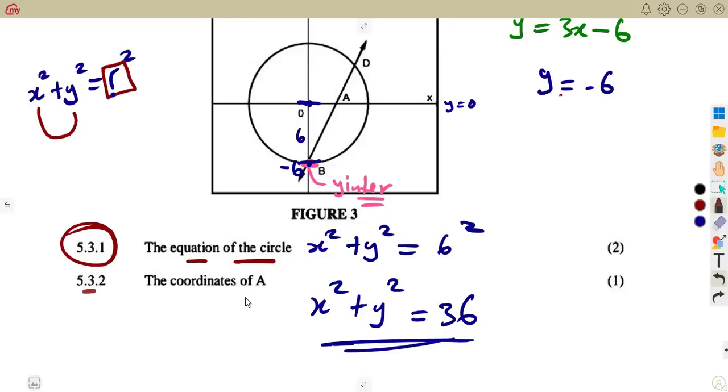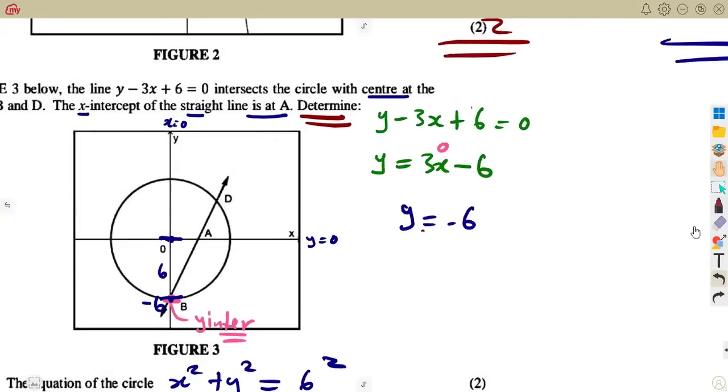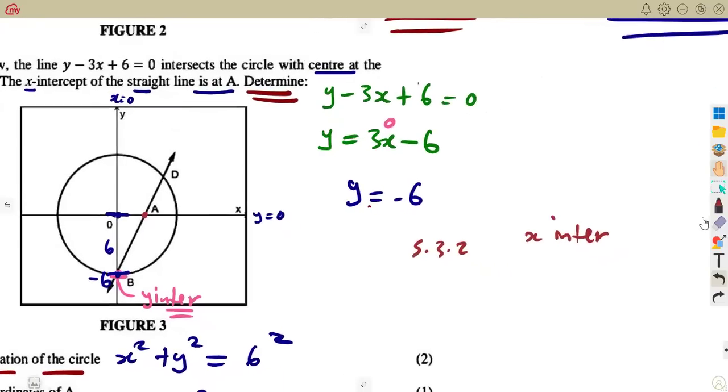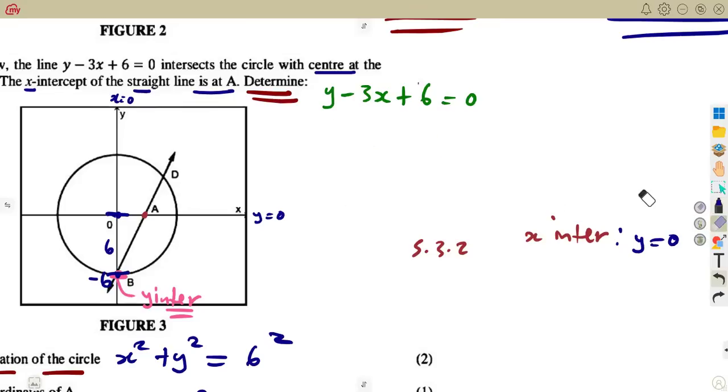The coordinates of A, where they specify that A is the x-intercept of the straight line. A represents the x-intercept. And for the x-intercept, what is the condition? y must be 0. So you can substitute back into the original equation, y there in place of y.